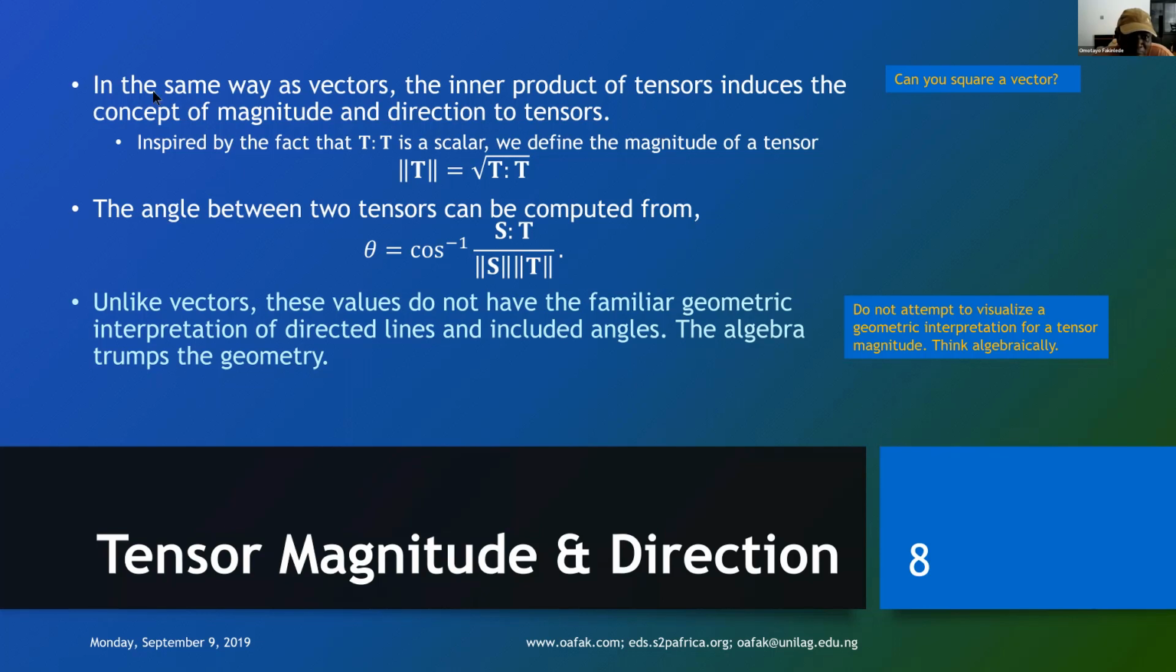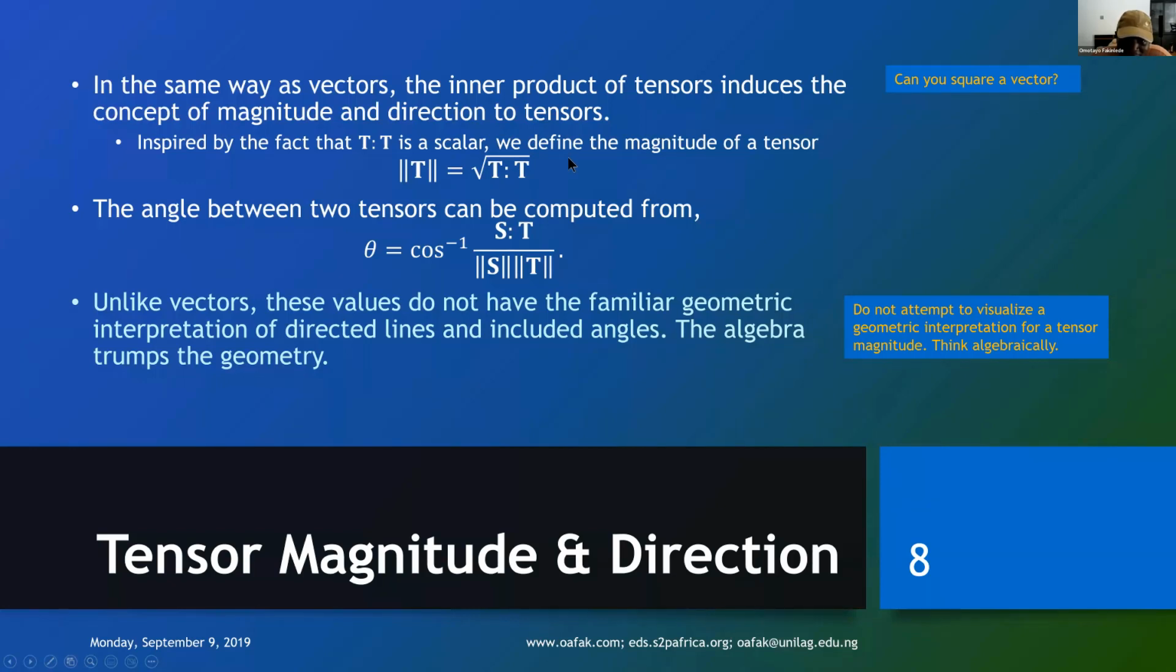So, inspired by the fact that the scalar product of T with itself is a scalar, we define the magnitude of the tensor as the square root of that product, just like in vectors. But remember, in the case of a tensor, it is the double dot that is the squaring it, because you are taking, remember, okay, I want to make a statement now.